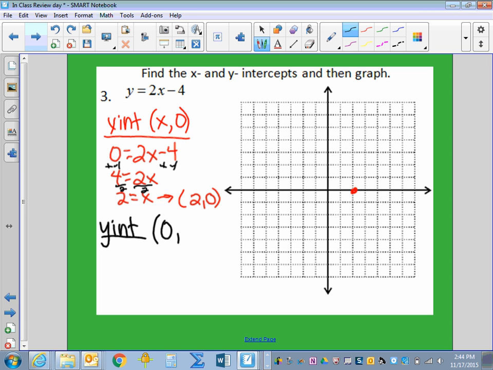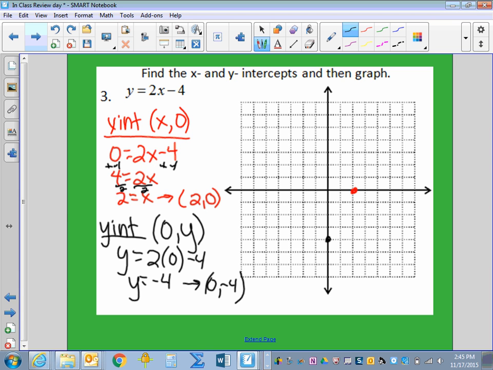I have 0, comma y. So I take 0, put it in for x. Y equals 2 times 0 minus 4. 2 times 0 is 0. Minus 4, negative 4. So my y-intercept is 0, negative 4. When I plot that, it is indeed on my y-axis.